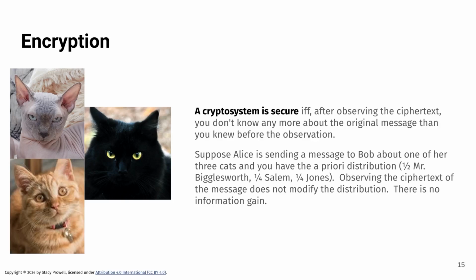And we can try to push that over a little bit toward privacy by saying, suppose Alice is sending a message to Bob about one of her 3 cats. And you have an a priori distribution. You think the message is probably about Mr. Bigglesworth. Maybe you think it's 50% that it's about Mr. Bigglesworth. And it could be about Salem, and it could be about Jonesy. You have no other information, so you give them about 1/4 each. But you're sure it's about one of the cats, you're just not sure which one. So the message gets sent, you observe the ciphertext, and your distribution stays the same. You say, well, I think it was probably about Mr. Bigglesworth, but it could have been about Salem or Jonesy. I don't know. No information gain.